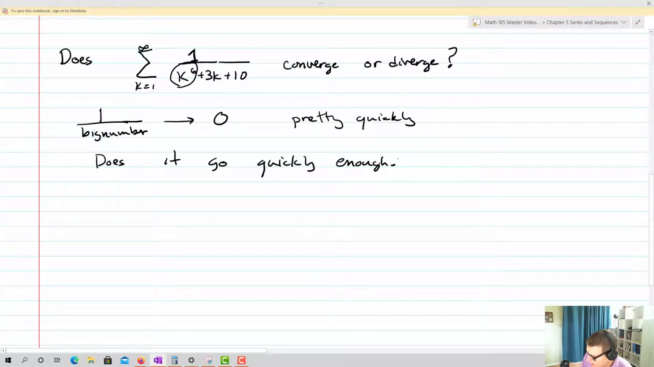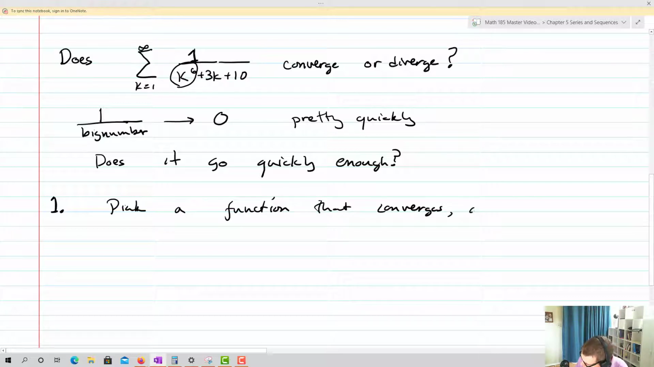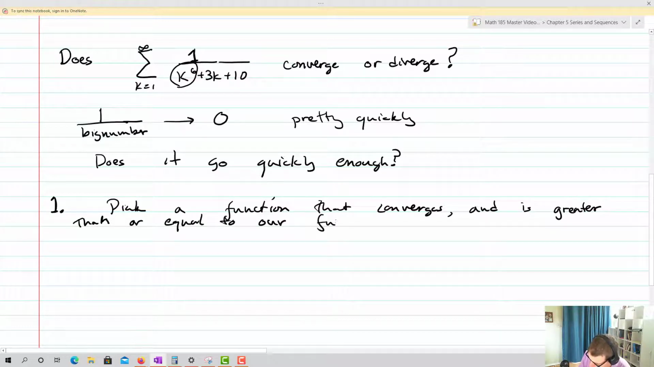So the trick is going to be about selecting the right function and then having the right reasoning for why that function shows us that this particular series is going to converge. So the first thing that I'm going to need to do is I'm going to need to pick a function that converges and is greater than or equal to our function, our sequence rather, I should say.